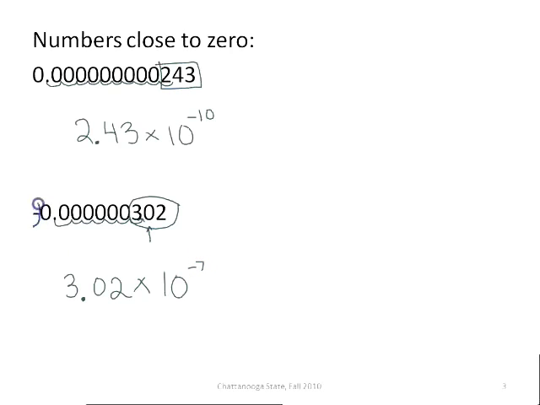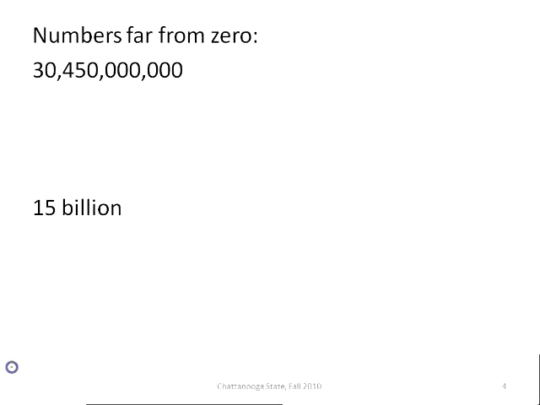One more thing we have to take care of here. Because the number itself is negative, that's going to make our 3.02 negative also. So to put this in scientific notation, it becomes negative 3.02 times 10 to the negative 7th power.